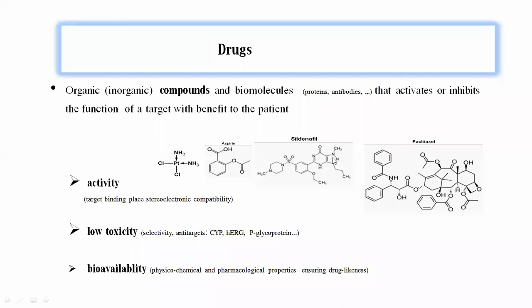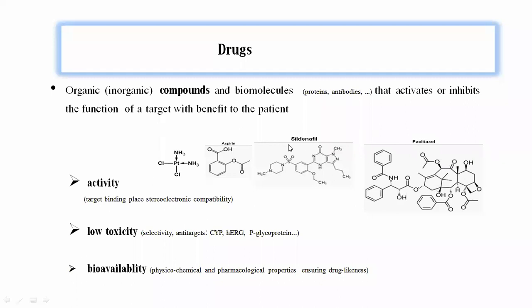These are some of the drug molecules used in different types of treatments. That is aspirin, which we all know is used as an NSAID. Then sildenafil, which is used as a male sex hormone. Then another drug molecule, paclitaxel, which is used for the treatment of cancer.